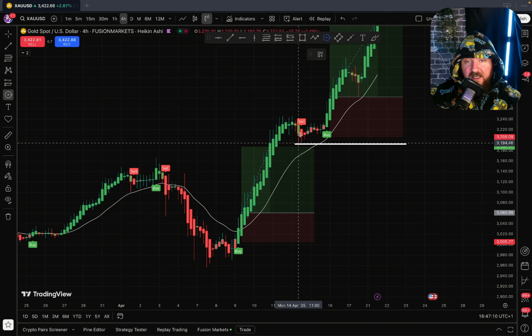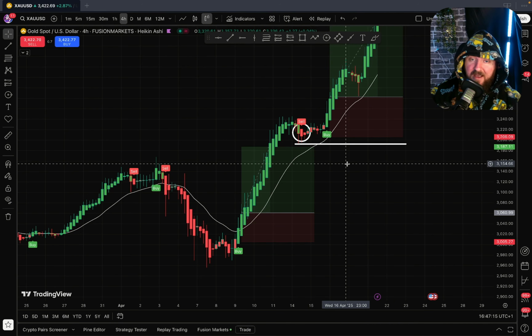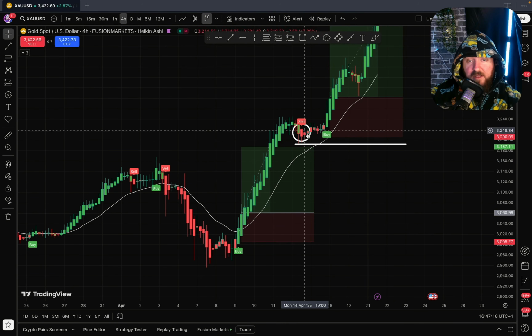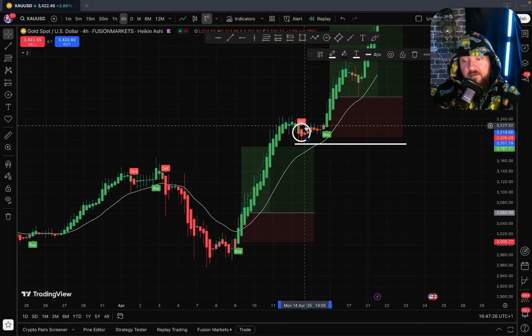Now, would we have taken this sell position? No. There's a few reasons why. One, because we're above the EMA, not below it. And two, well, no, actually, that is the only reason. What am I talking about? We're above the EMA. We're in an uptrend. We're not taking sells. If this had closed below the EMA, then yeah, we would have got in.